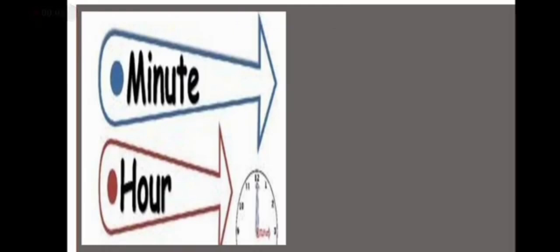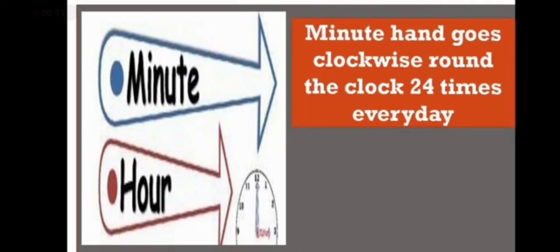It means to complete 24 hours, the minute hand moves clockwise round the clock 24 times. One time 60 minutes, second time 60 minutes, third time. It means it moves 24 times round the clock every day.